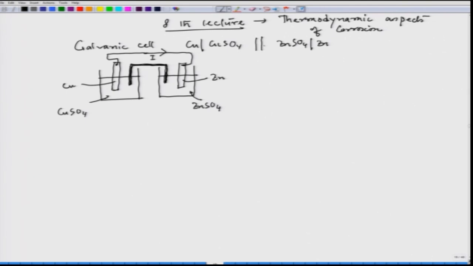the cell notation becomes like this. So, the complete cell notation would be copper, zinc. So, these two are electrodes. This is basically one electrode, this is another electrode. Now, for the time being, let's discontinue this external circuit.